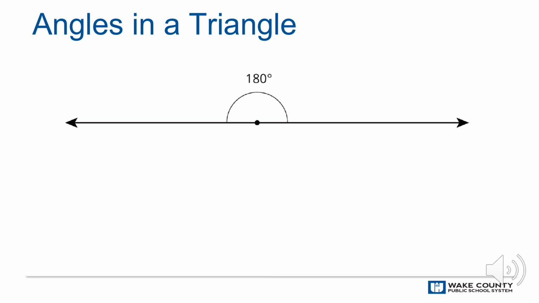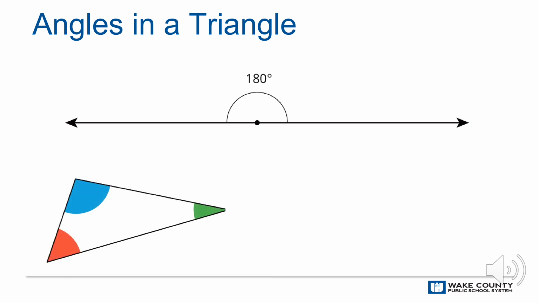A 180-degree angle is called a straight angle because when it is made with two rays, they point in opposite directions and form a straight line. Students will experiment with angles in a triangle. They will find that the sum of the measures of the three angles in each triangle is 180 degrees, the same as a straight angle.